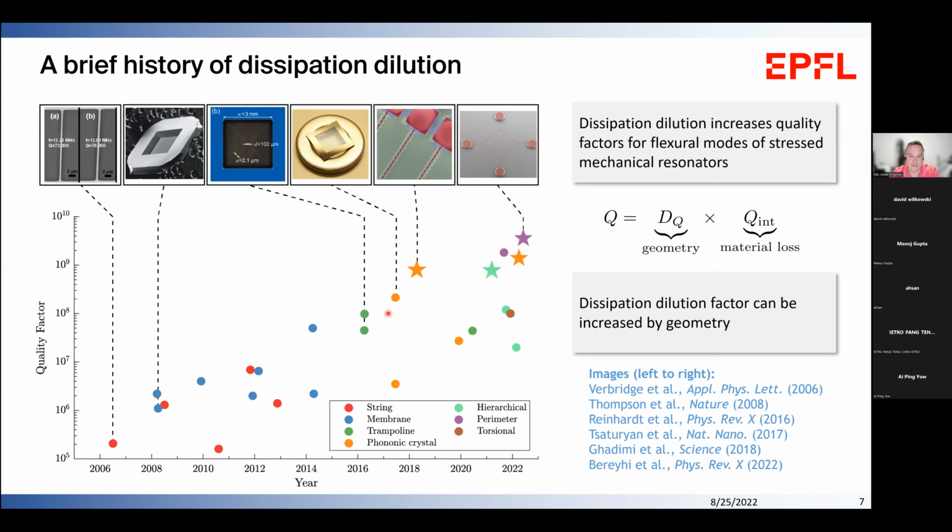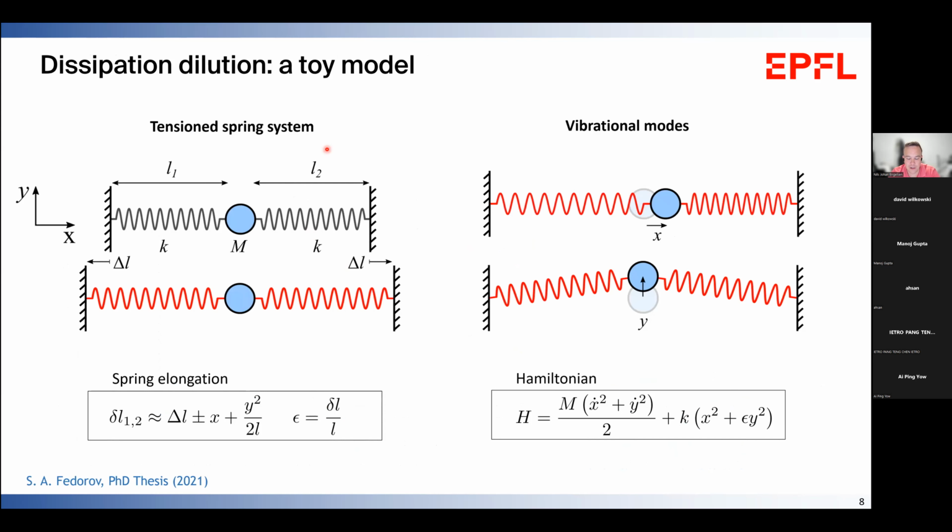So how does this effect actually work? It can actually be illustrated quite nicely by just looking at a simple 2-spring system. So if we take 2 springs and put a mass in the middle, and then we apply some tension on this system, we have two vibrational modes that are both harmonic oscillators, the X mode and the Y mode. And we can write down an equation for the spring elongation in terms of these X and Y mode amplitudes. And we see immediately that the spring elongation for the X mode is linear in X, and for the Y mode, it's quadratic in X. And this will turn out to be important.